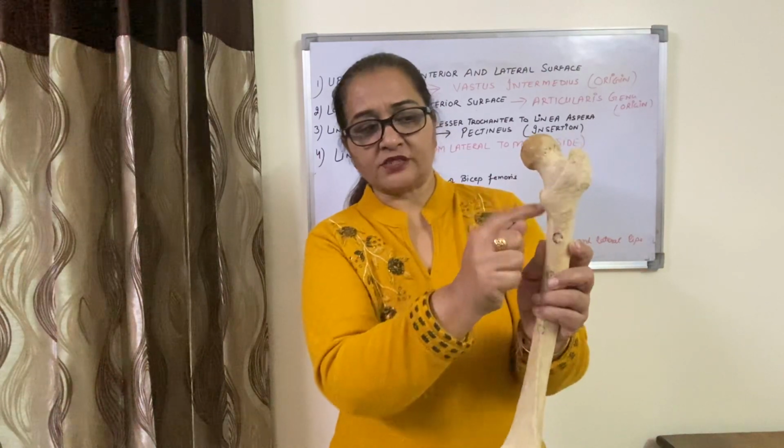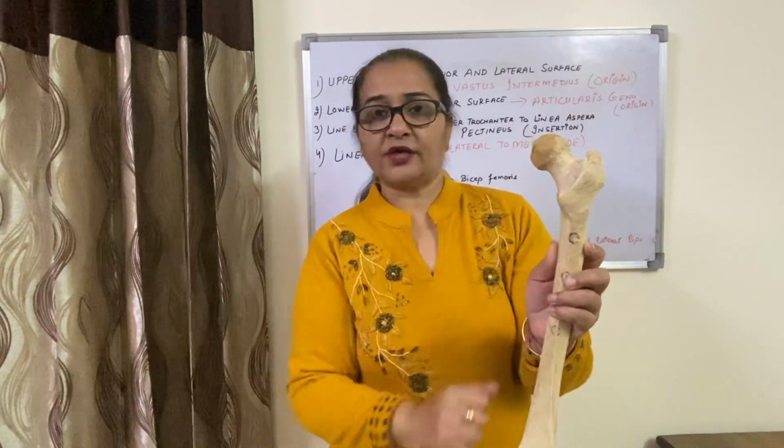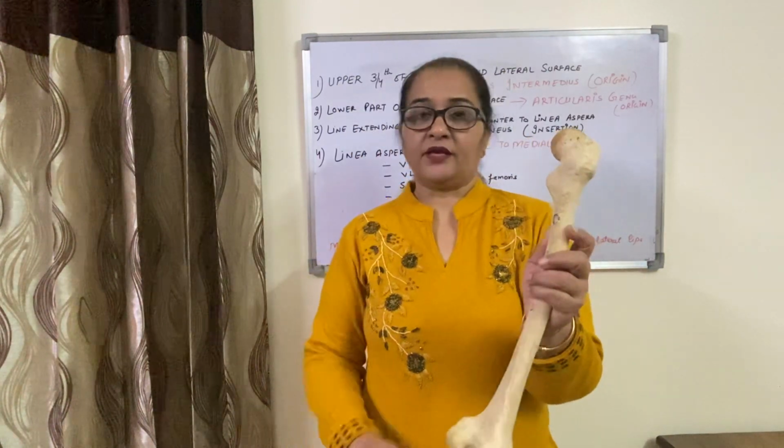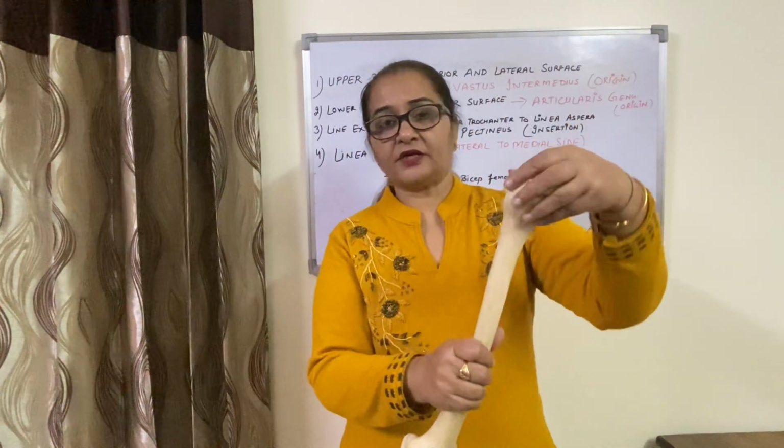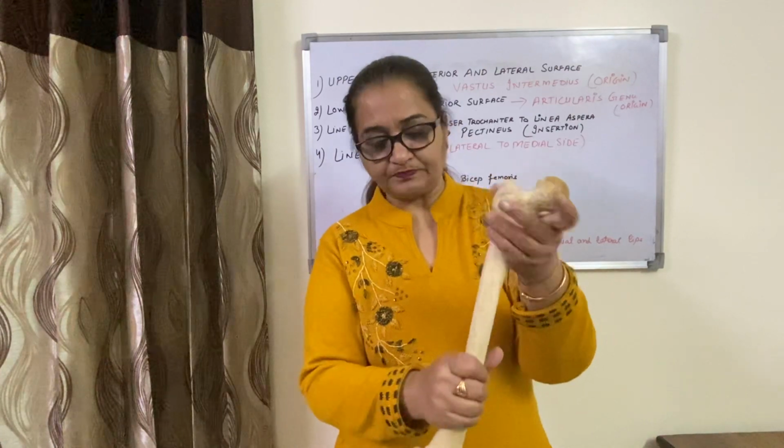Now coming to the lesser trochanter. So this is the lesser trochanter. To the lesser trochanter, the iliacus and psoas major muscles are attached. So these are the different attachments on the upper part.